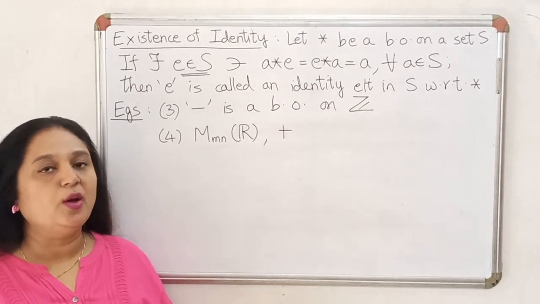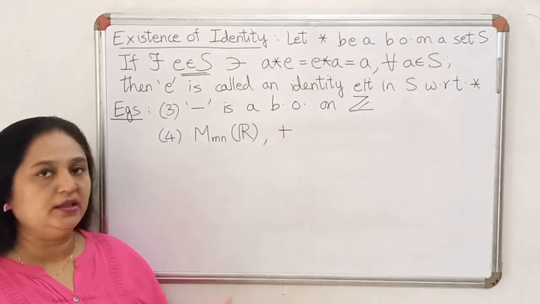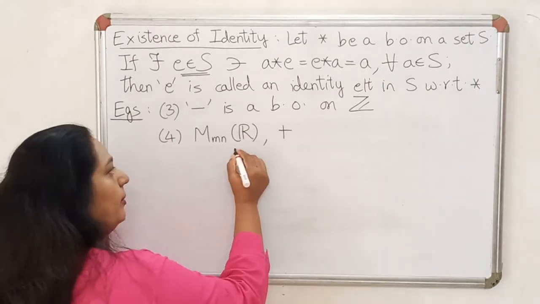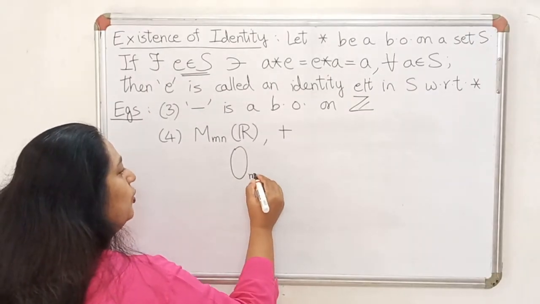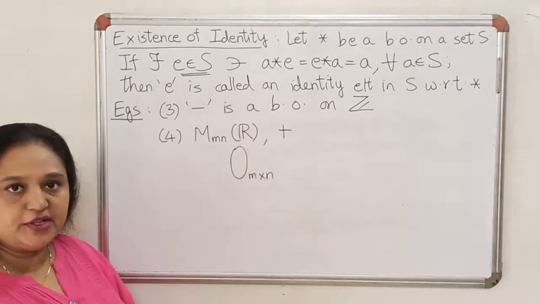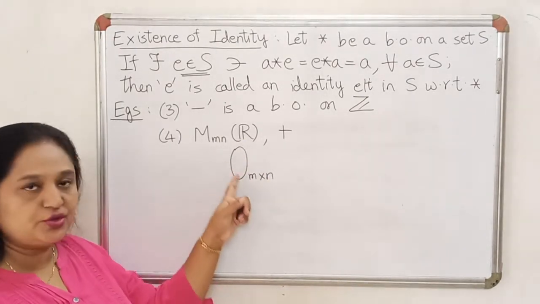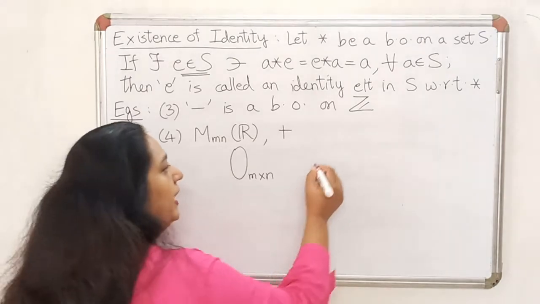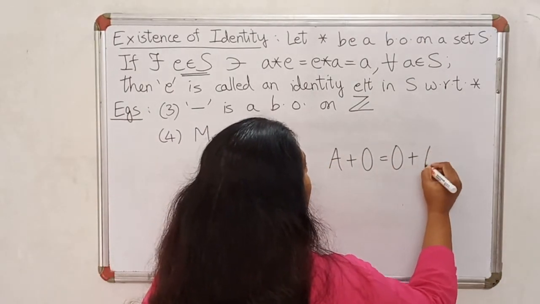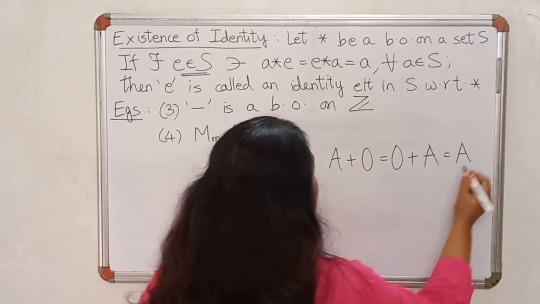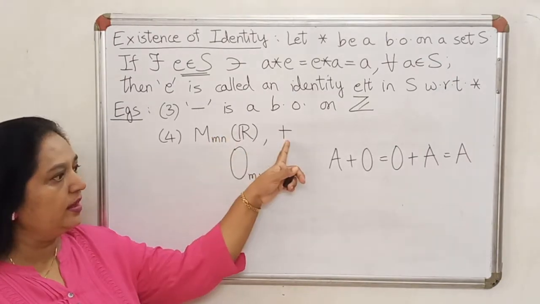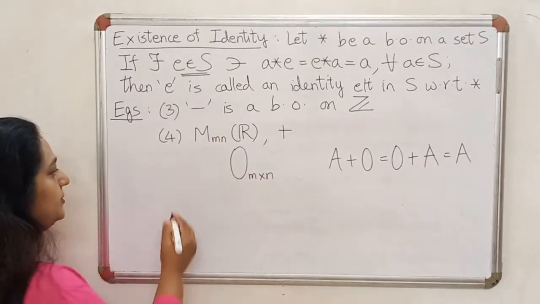Now the question is, what is the identity in this set for addition? Well, we have the 0 matrix, which we denote by capital O. Take the 0 matrix of the same order so that it belongs to the set. And now we know that if I add any other matrix to the 0 matrix, I am going to get back the same matrix. And therefore, this becomes the identity in this set with respect to this operation.